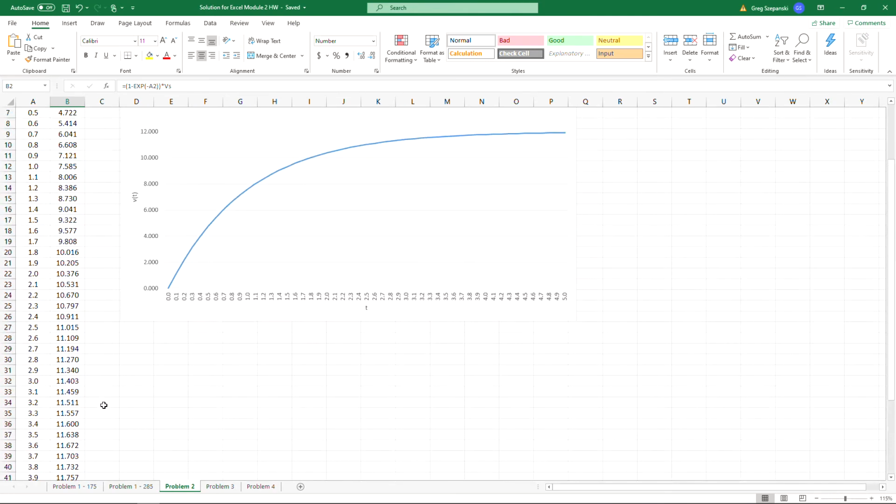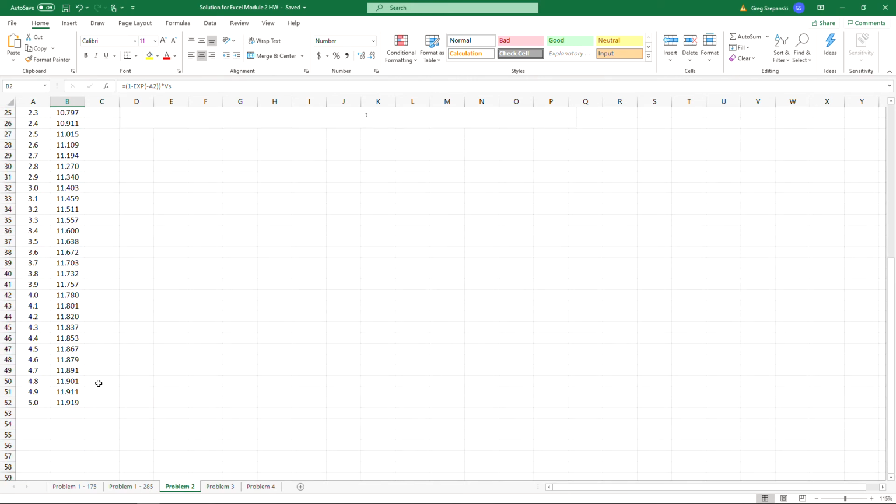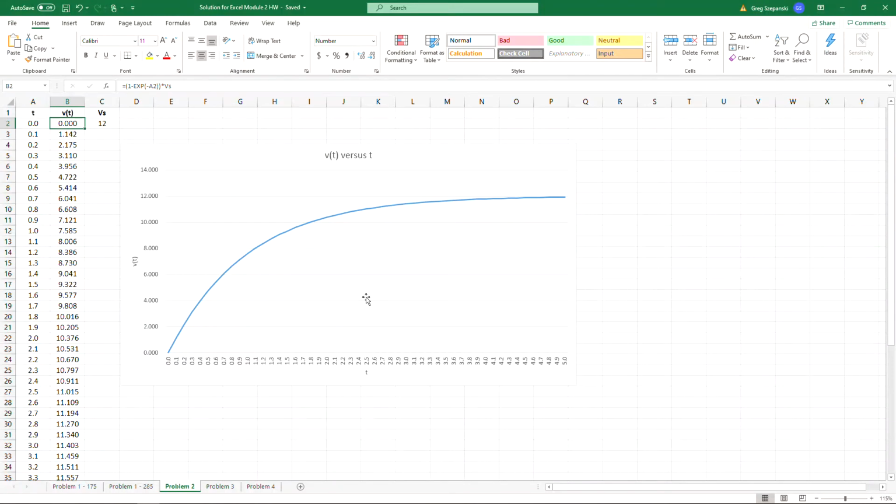Right, so this is essentially if you were looking at an RC circuit and you're looking at the 5 time constants for it to charge up to source voltage, that's essentially what we're plotting here. So here is my exponential plot, starting at 0 and approaching, right, doesn't get quite there, 11.919 at the 5 time constant point.